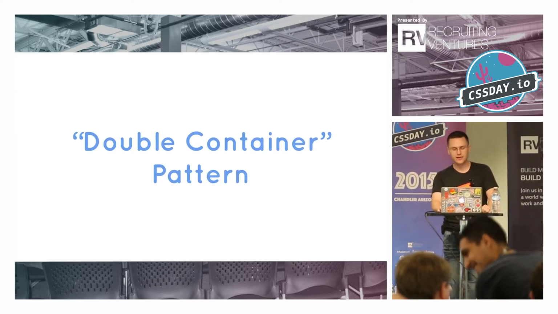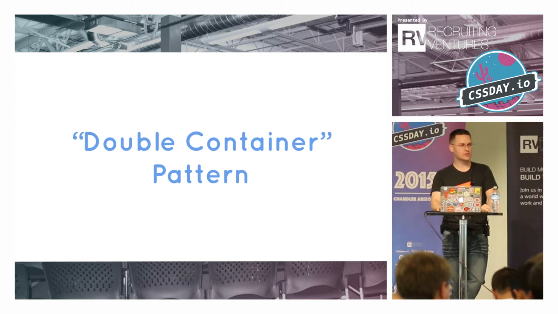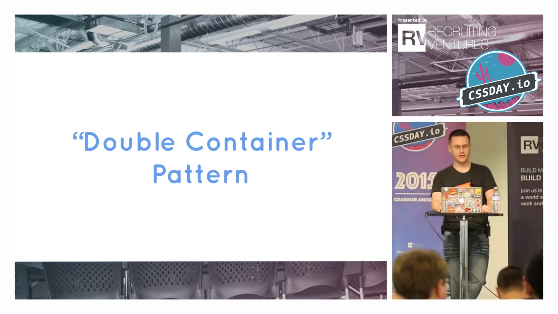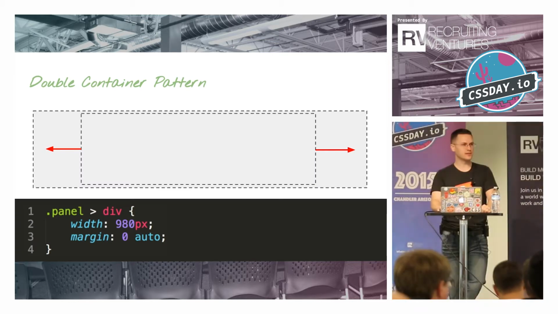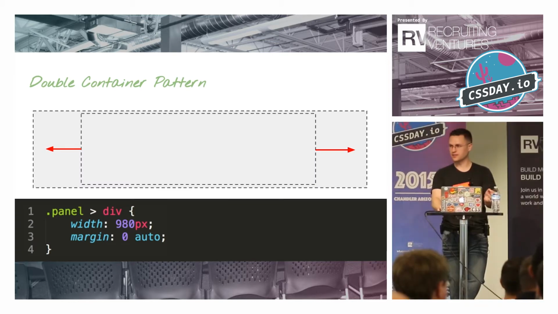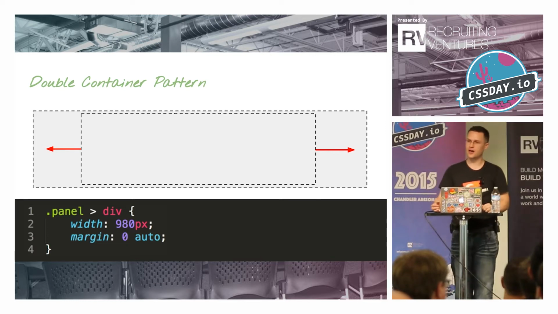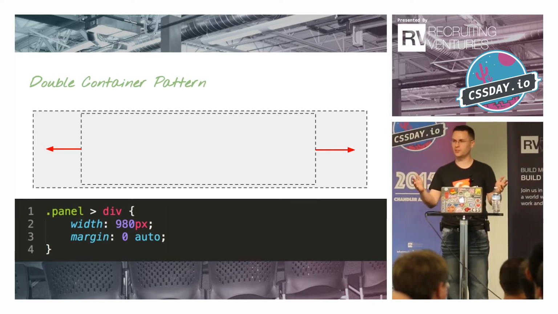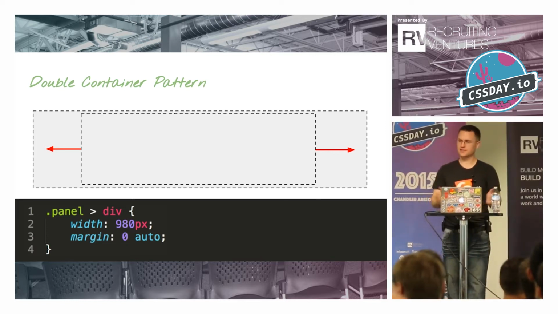The first pattern I want to introduce is probably the most popular pattern, except it doesn't have a name until right now, right? I call it the double container pattern. And all my students who I teach know what the double container pattern is. It's this pattern where you have two containers, exactly two containers. And on the inner container, you have margin auto and a width. And margin auto centers a block level element within its block level container. So that's how we get things centered in web design.